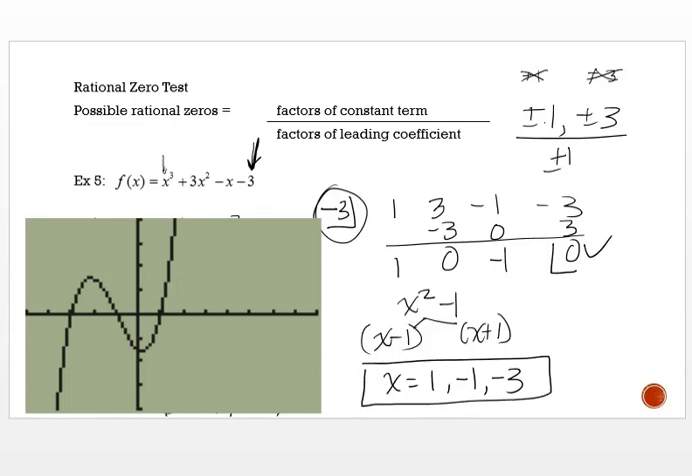All right. So when you have a rational zero test problem, you start by finding the potential roots and then start testing them. It is kind of messy and it can take up space, but don't be afraid. Okay, you will find the root.